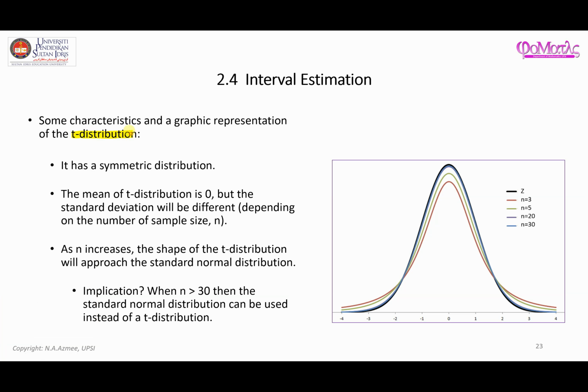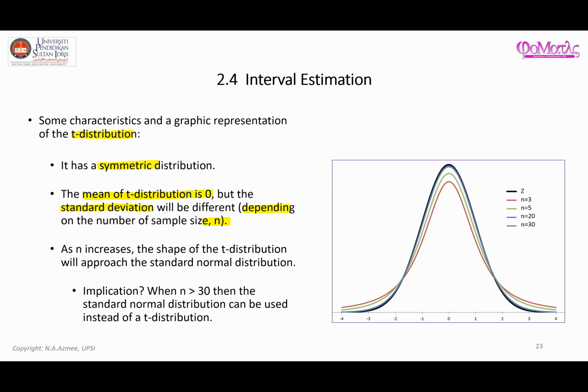In this video, I'm going to talk about the introduction to the T distribution. First of all, let's talk about its characteristics. The first point is that it is a symmetric distribution, which is similar to the standard normal distribution. Next, the mean of the T distribution is 0, but the standard deviation is different and depends on the sample size. So to illustrate the statement given here, let's consider the graphs given on this slide.